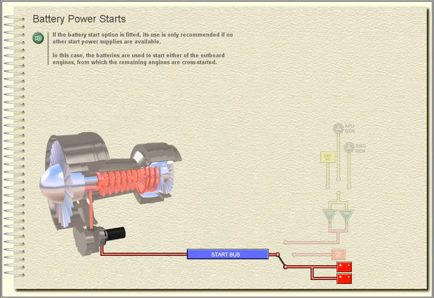Battery power starts. If the battery start option is fitted, its use is only recommended if no other start power supplies are available. In this case, the batteries are used to start either of the outboard engines from which the remaining engines are cross-started.